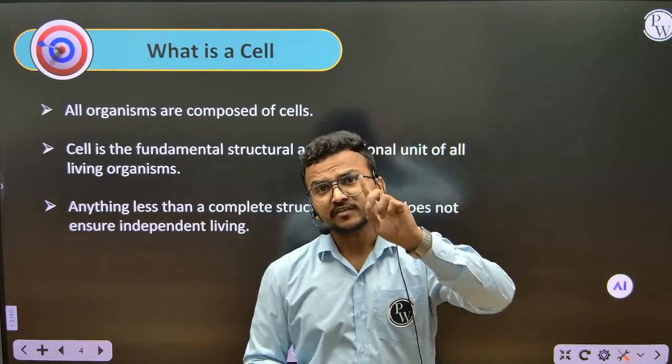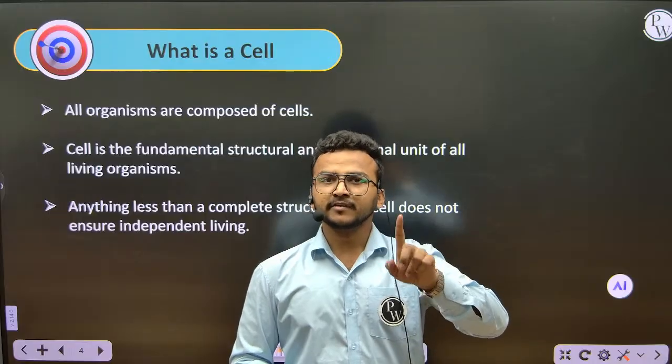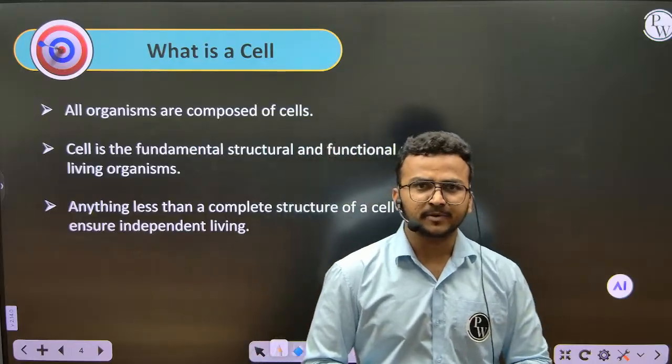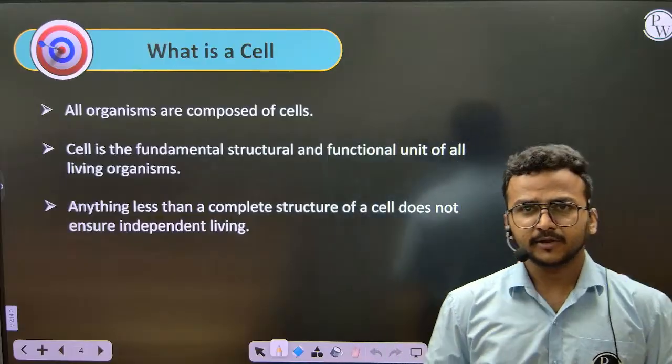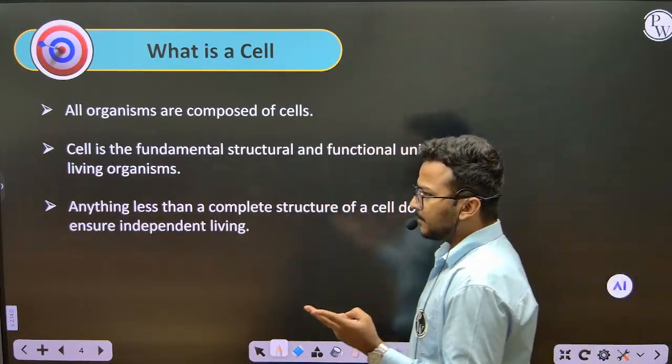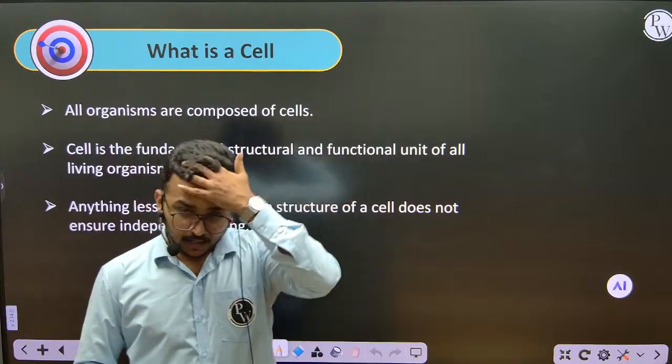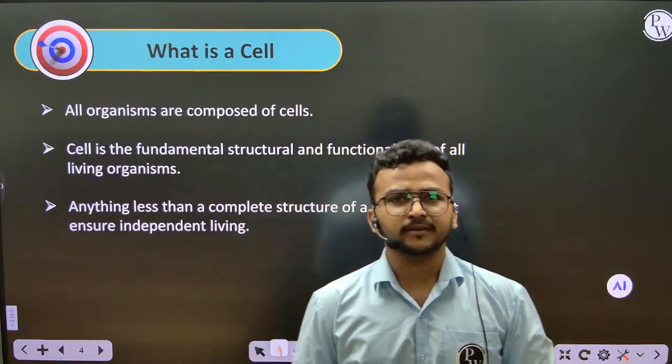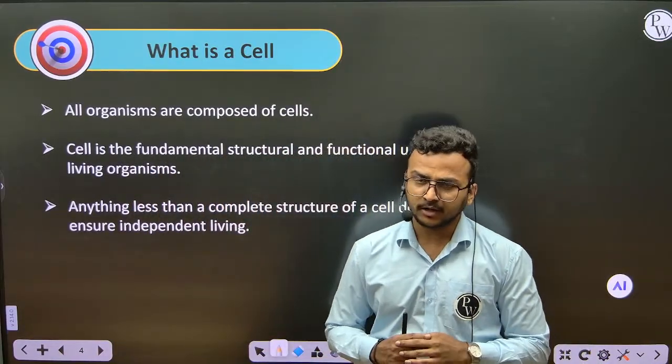If you see unicellular organisms, all the functions are performed within a single cell. Based on the type of cells, we see two types of organisms, that is, unicellular and multicellular organisms.